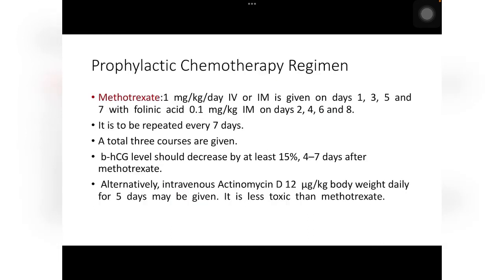Okay. So the chemotherapy regimen we are going to give is only a single drug regimen. We are going to give methotrexate 1 mg per kg per day IV or IM on day 1, 3, 5 and 7. Along with this, we are going to give folinic acid to bring down the side effects of methotrexate, 0.1 mg per kg IM on day 2, 4, 6 and 8. So we are going to give at least a total of 3 courses. And when you give the chemotherapy, the beta HCG level should decrease by at least 15%.